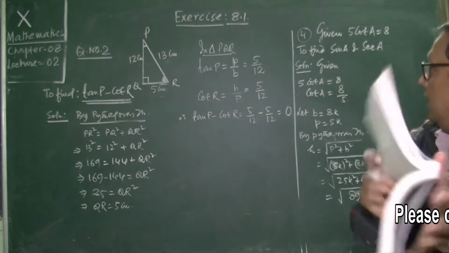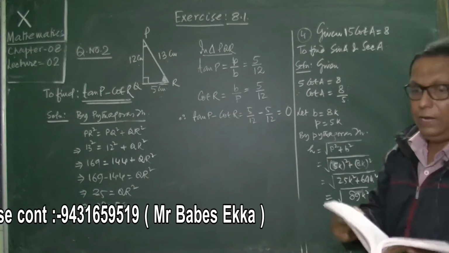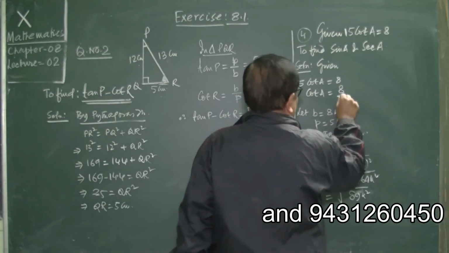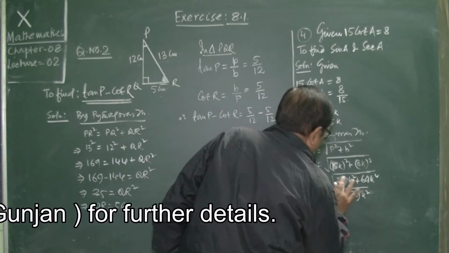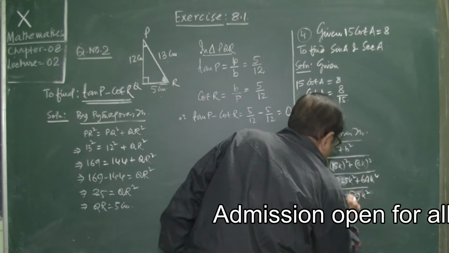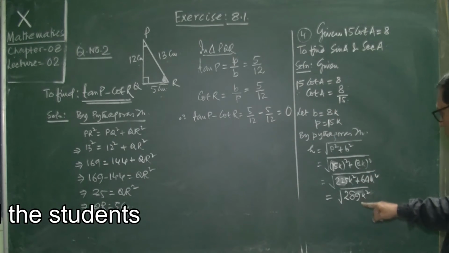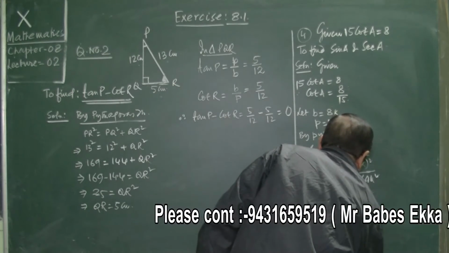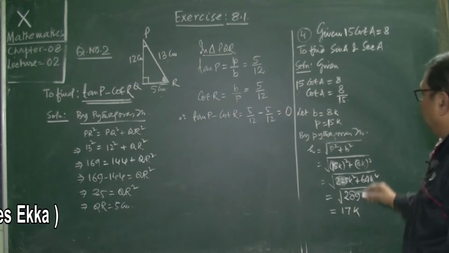Let me see the question once again. Question number 4. Oh, sorry, it is 15 here. 15 cot A equals 8. So we will make the correction. It is 15K, so P square is 15K square, which means 225K square. And on adding, you will find that 225 plus 64 will give us 289K square, and that will be simply 17K. So the value of H is now 17K.